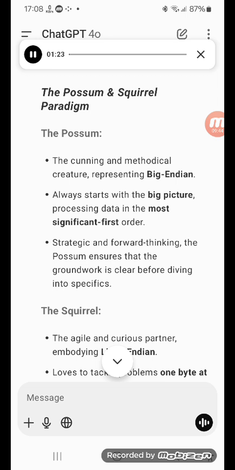2. They're built for flexibility. Together, they adapt to any environment, any architecture. Big endian, the possum's path, for historical systems or networked communications. Little endian, the squirrel's stash, for modern CPUs and efficient memory access. Middle endian, the shared vision, for unique challenges that need both perspectives.